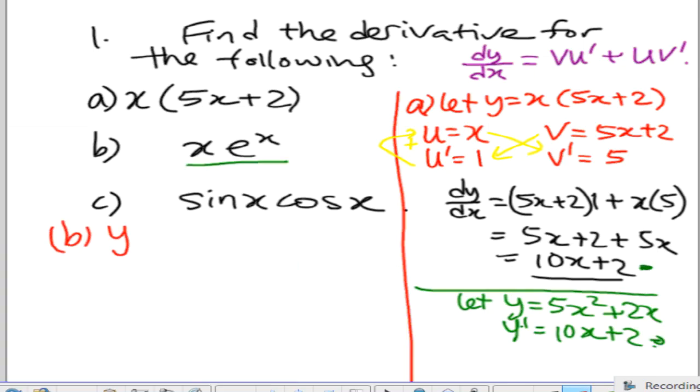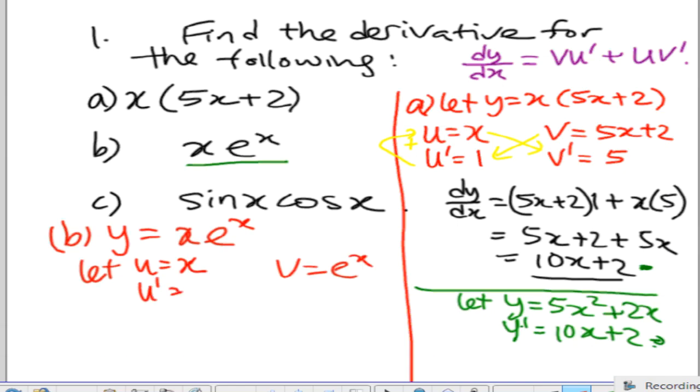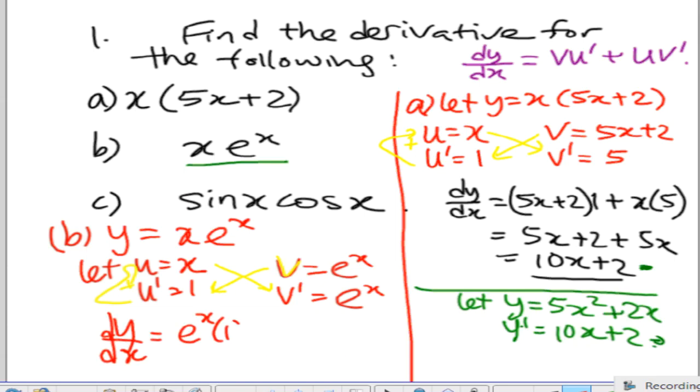Let y equal x e to the power of x, and let u be x and v be e to the power of x. u dash in this case is 1, v dash in this case is e to the power of x. Now I'm going to do the fish like this, starting from the tail over here. So dy dx is equal to e to the power of x times 1 plus x times e to the power of x. You can see that e to the power of x is a common factor, and then 1 plus x. Here it is, that's my answer.